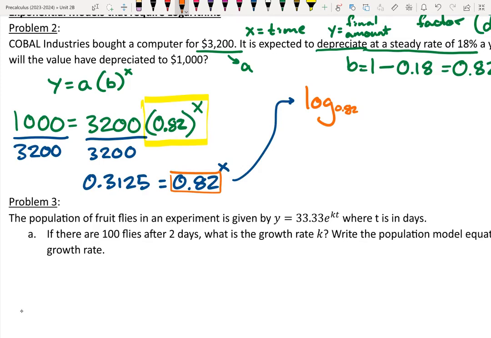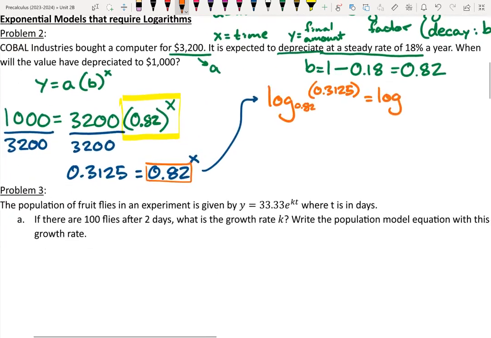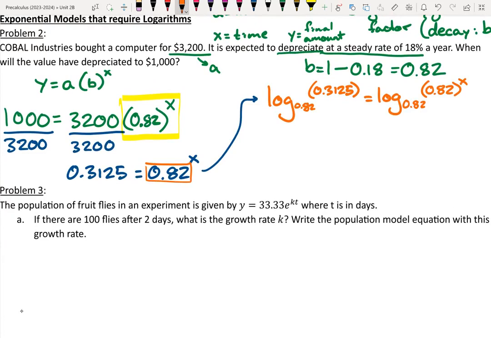That will be log base 0.82 of 0.3125 equals log base 0.82 of 0.82 to the x. And I do that because what happens to those bases of 0.82? They cancel out. And I'm left with just x equal to this: log base 0.82 of 0.3125.